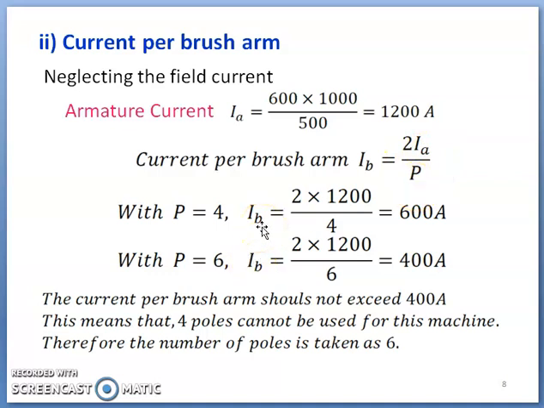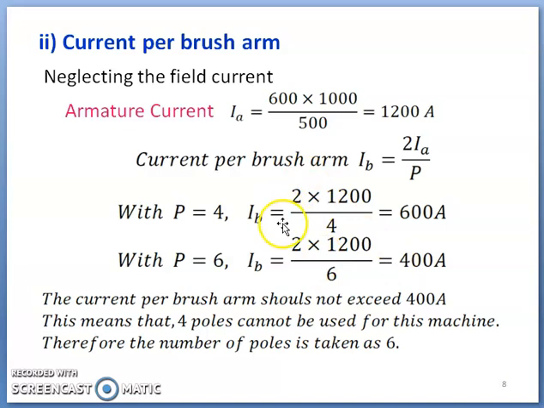Here, frequency of flux reversal we have calculated for different pole numbers like 4, 6, 8, and 8 cannot be used as frequency of flux reversal exceeds the limit. Hence we will check current per brush arc with pole number 4 and 6. With P equal to 4, Ib is 600 amps, and with P equal to 6, Ib is 400 amps. Here current per brush arc should not exceed 400 amps. It is given as design constraint. Hence number of poles to be used for this particular machine is 6. 4 pole cannot be used because current per brush arc exceeds that specified limit, right?